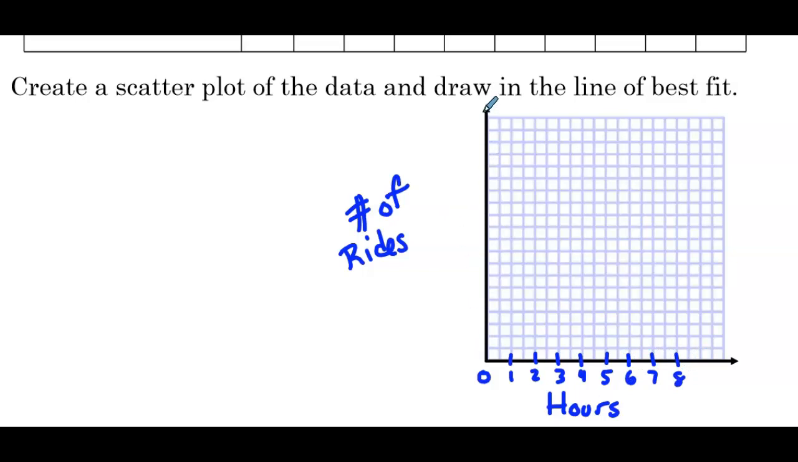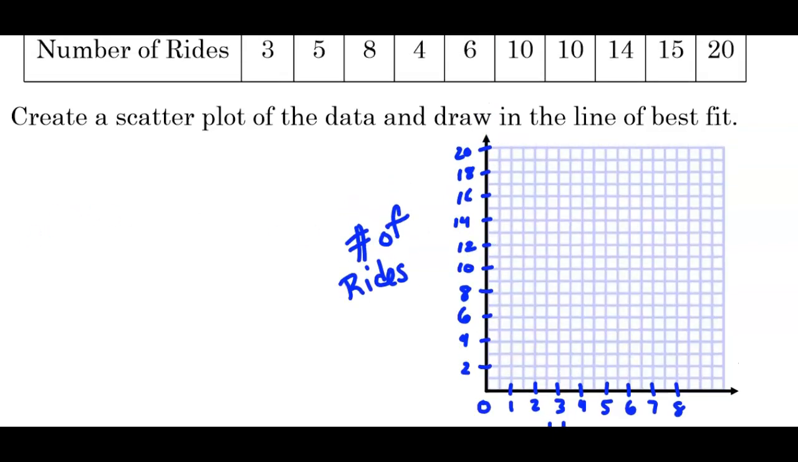And then we need to go up to 20 on the vertical axis. So we'll go by 1s and we'll label every other. So 2, 4, 6, 8, 10, 12, 14, 16, 18, 20.